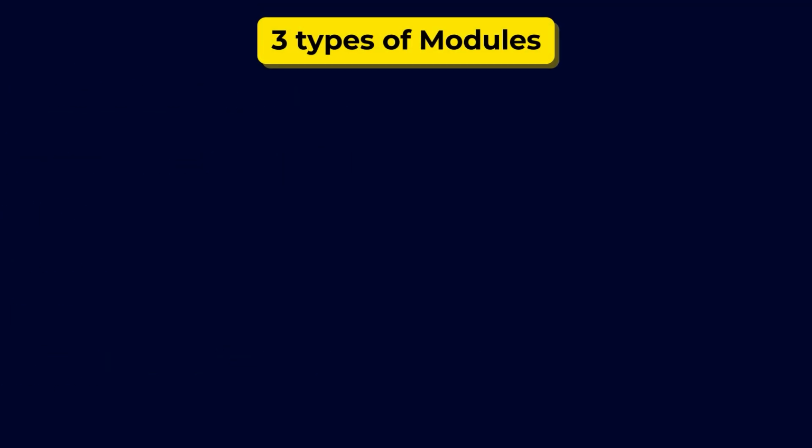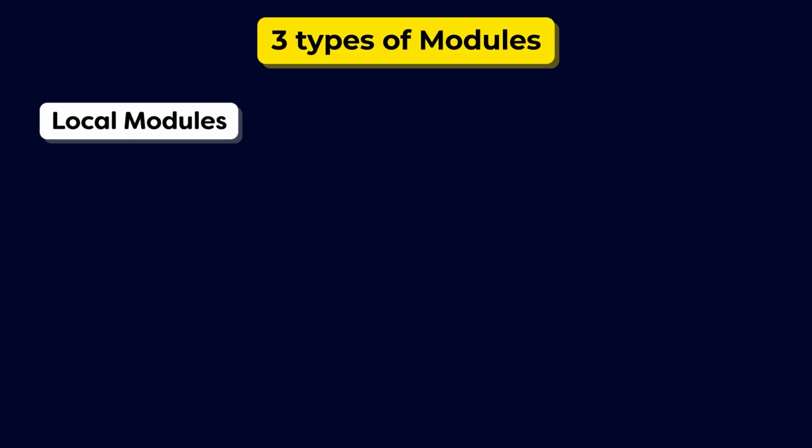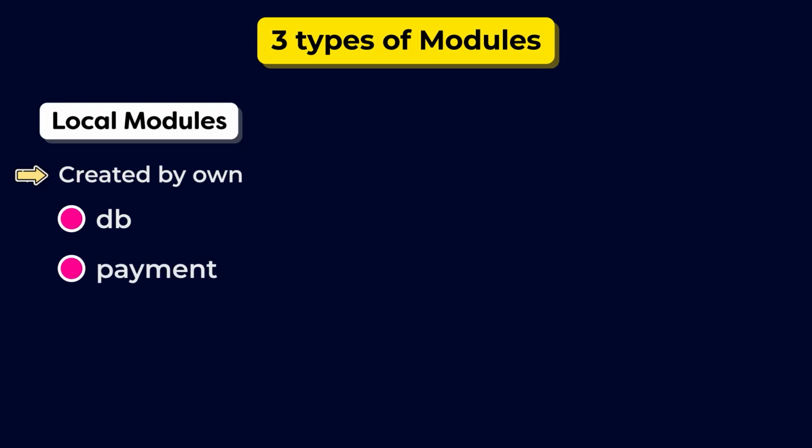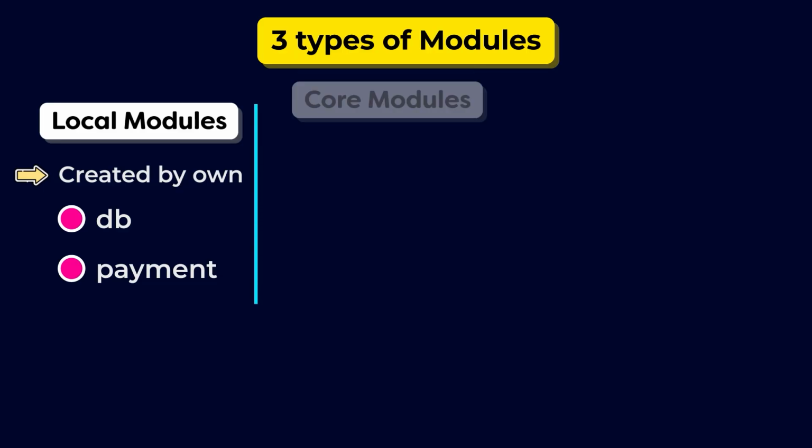Now we can divide modules into 3 types. First one is local modules. These are the modules which we create for our own application, like a DB module for database connection, a payment module for handling payments, etc. Second one is core modules.